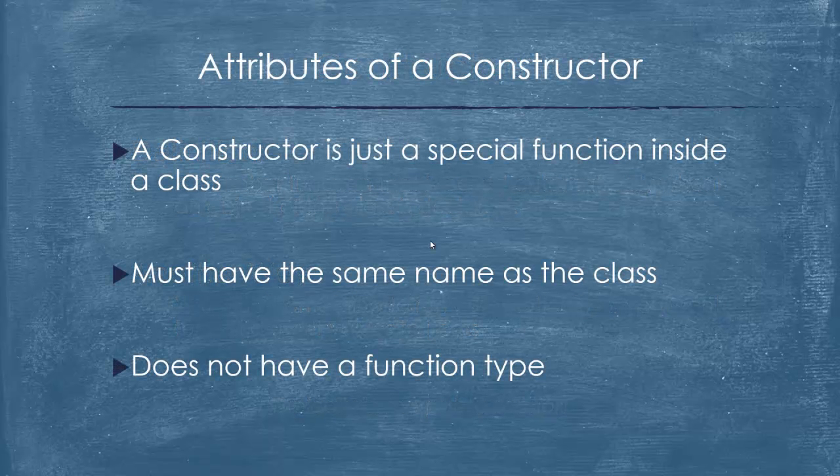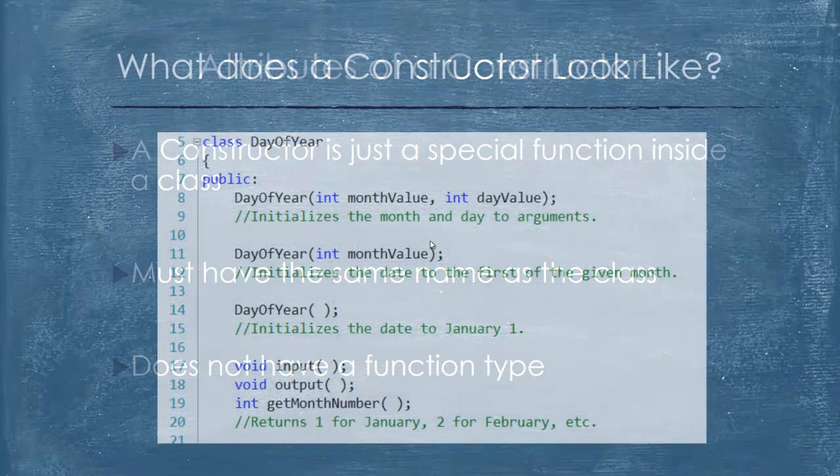All right, really, a constructor in the real world is just a special function inside a class. Remember, our classes can have public and private members, and we can put functions inside the class as well. Well, a constructor is a special function inside a class that runs automatically. It must have the same name as the class, and it does not have a type listed with it, which is kind of weird. If you've never seen a constructor before, you're like, what the heck is he talking about? All right, here's an example.